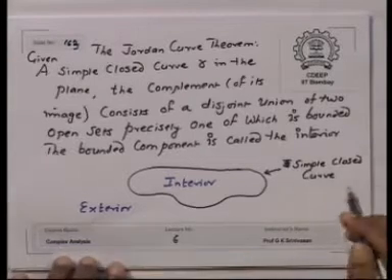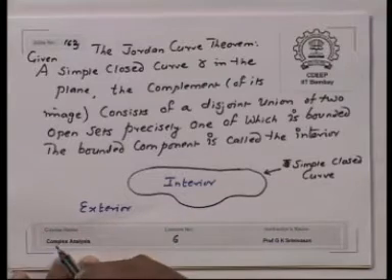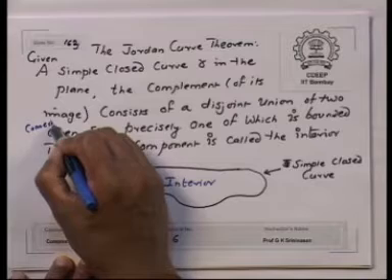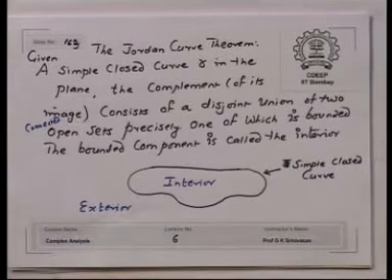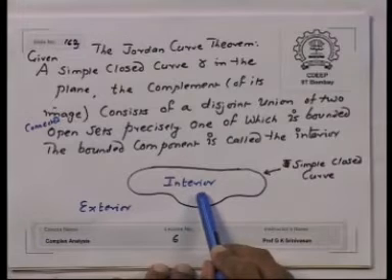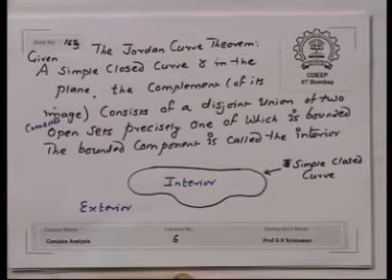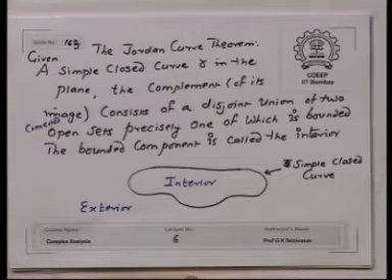The complement of the image is a disjoint union of two connected open sets, the interior and the exterior. Of these two connected open sets, one of them is bounded and the other one is unbounded. The bounded component will be called the interior, the unbounded component will be called the exterior.